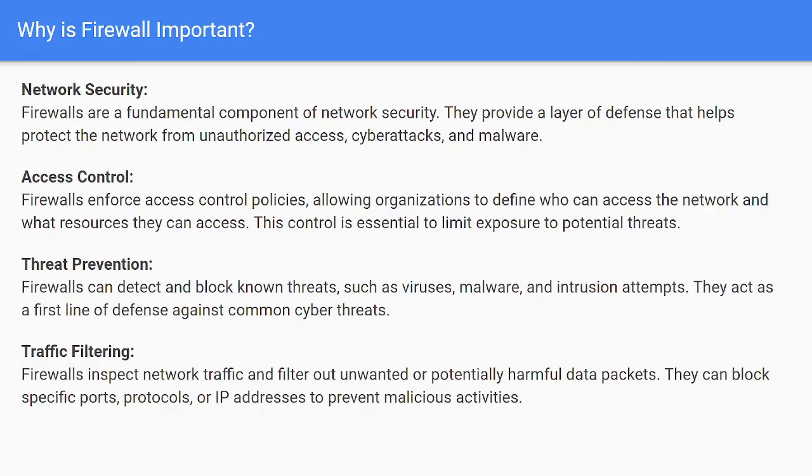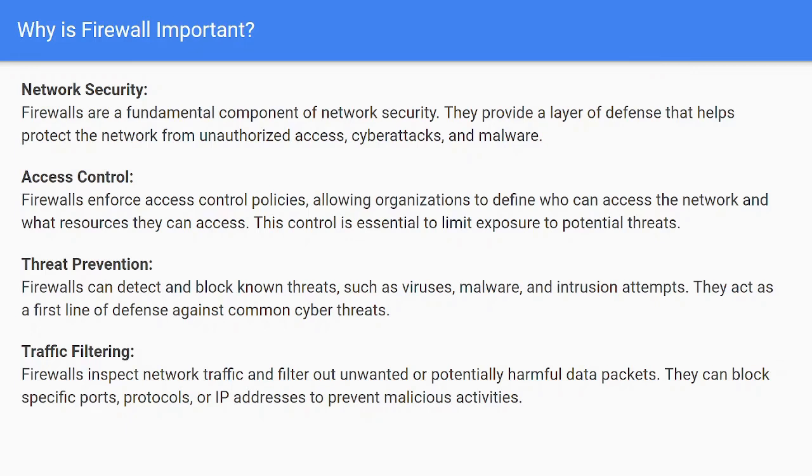And the next point is access control. Firewalls enforce access control policies, allowing organizations to define who can access the network and what resources they can access. So access control is another importance of firewall. With a firewall, you can set up rules and policies, and these rules and policies guide the firewall to decide, okay, I will allow this particular traffic, and I won't allow this particular traffic, which indirectly helps to do access control. Then the next point is threat prevention.